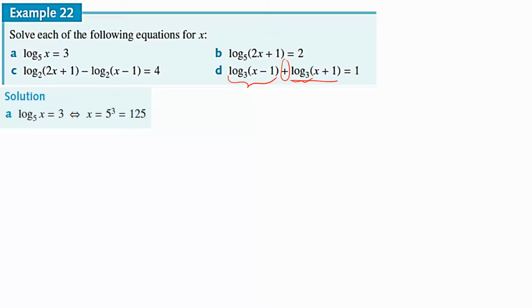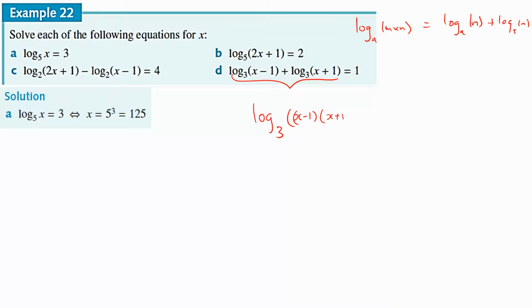Now what do we know? Isn't that the first law? First law, which tells us? Which is the m and n equal times together. Good. So if you remember the first law, log a of m times n is the same thing as saying log a of m plus log a of n. So in this case, my m is x minus 1 and my n is x plus 1. So I can rewrite this whole left-hand side as log base 3 of x minus 1 times x plus 1.